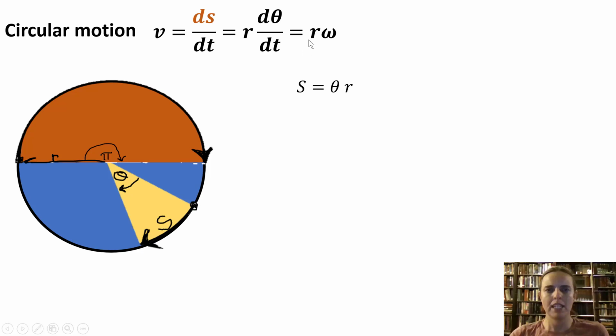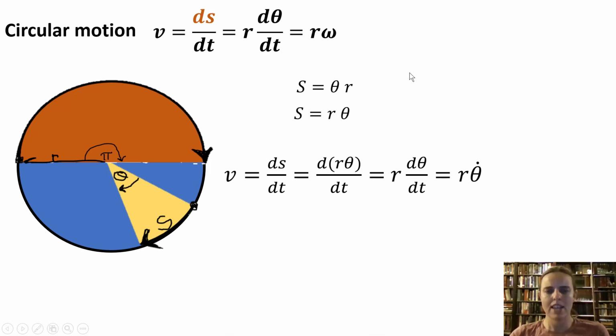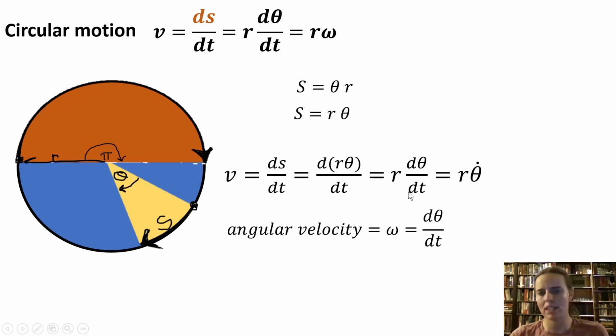So here we have v equals r omega. The arc length is equal to r theta. And this is another way that you'll see it written. So if you're looking at time derivatives, one dot above the angle would be the first derivative with respect to time, and two dots would be acceleration.